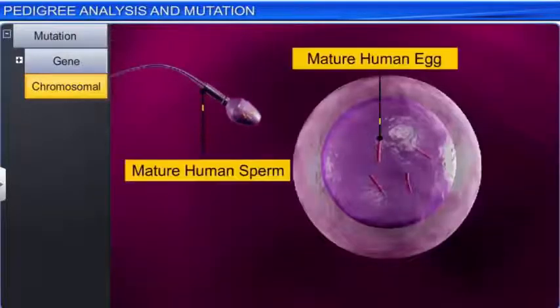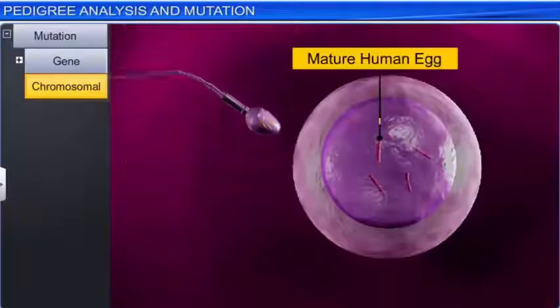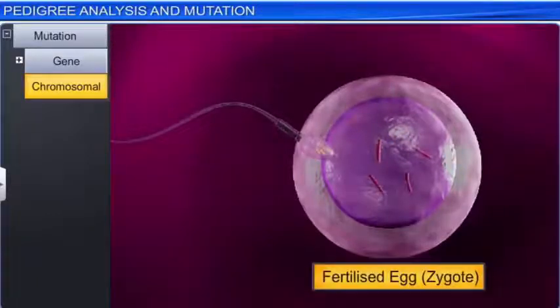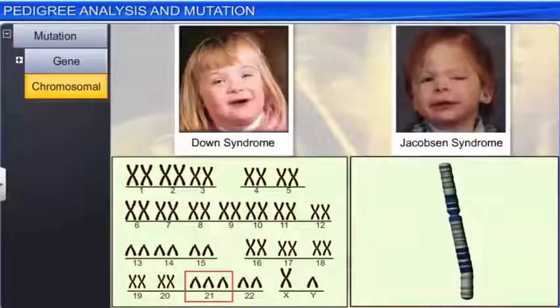Chromosomal mutations can occur during the formation of a zygote, which can lead to an increase or a decrease in the chromosomal number or structure. Down's syndrome and Jacobson's syndrome are some disorders caused by chromosomal mutations. Down's syndrome is caused by an additional X chromosome in the 21st chromosome, and Jacobson's syndrome due to deletion of a portion of the 11th chromosome.